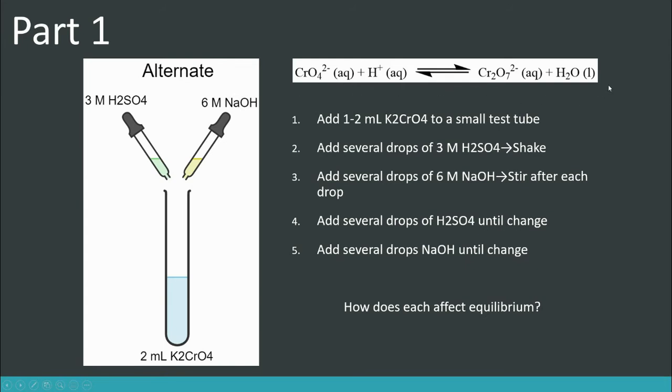And so this is the reaction that we're going to see right up here. It's going to be chromate and hydrogen react to make dichromate and water. And so you'll notice as you add acid, you're shifting your equation this direction. As you add sodium hydroxide, you're shifting it this way. And we'll see a cool color change from that.